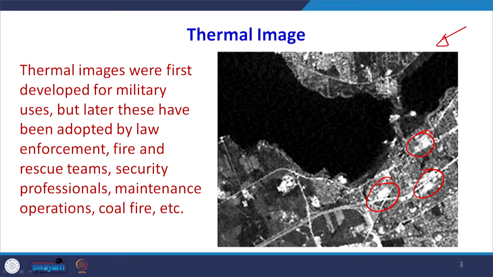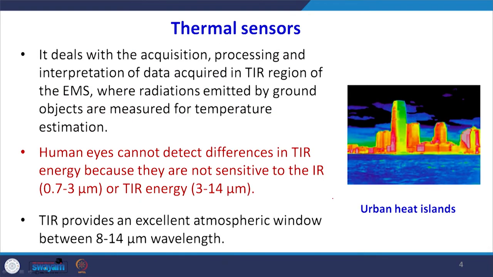So, in thermal image, we get the opposite kind of contrast as far as the gray shades are concerned as compared to the panchromatic data. The features which appeared darker on the panchromatic data will appear lighter here and vice versa. So, these thermal sensors which are employed in the remote sensing satellites deal with the acquisition of the data, processing of the data, and then finally carrying out the interpretation from those thermal images, operating in the thermal infrared part of the electromagnetic spectrum.